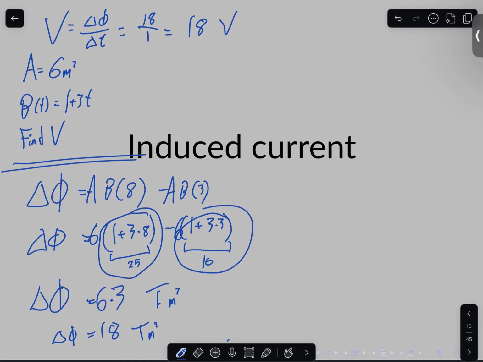Okay, so I do 6 times 25 minus 6 times 10. I don't like doing that. I like factoring out the 6 and saying 25 minus 10 times 6. 6 times 15. What's 6 times 15? 3 times 30. Good. So that's 90 Tesla meters squared if I go from time 3 to 8.